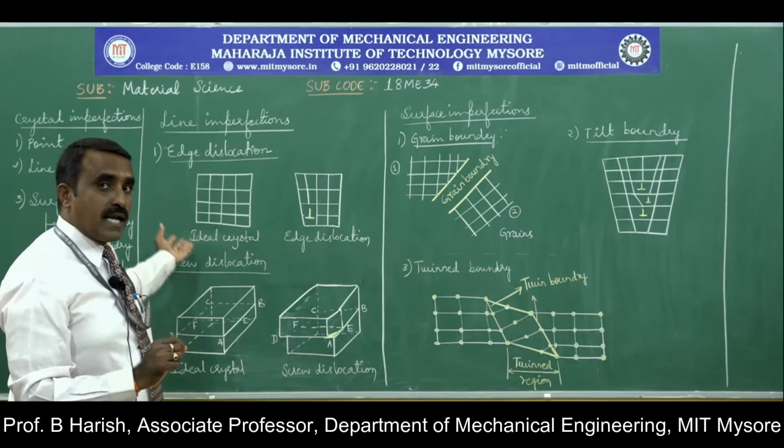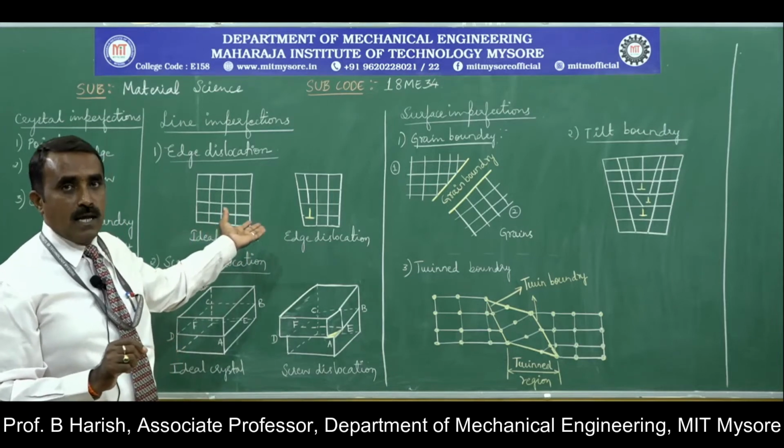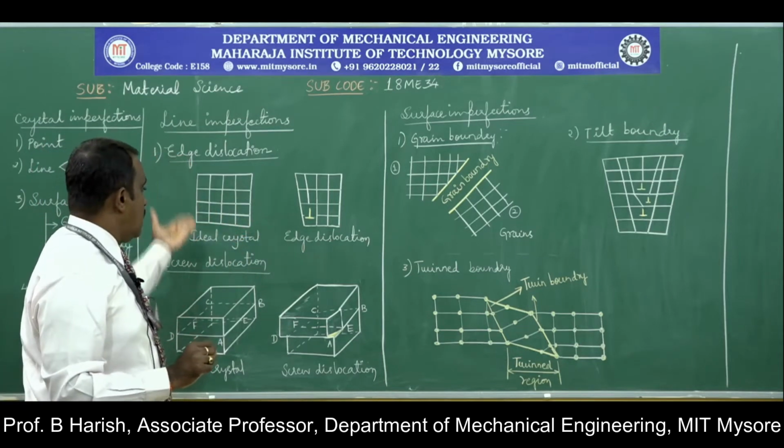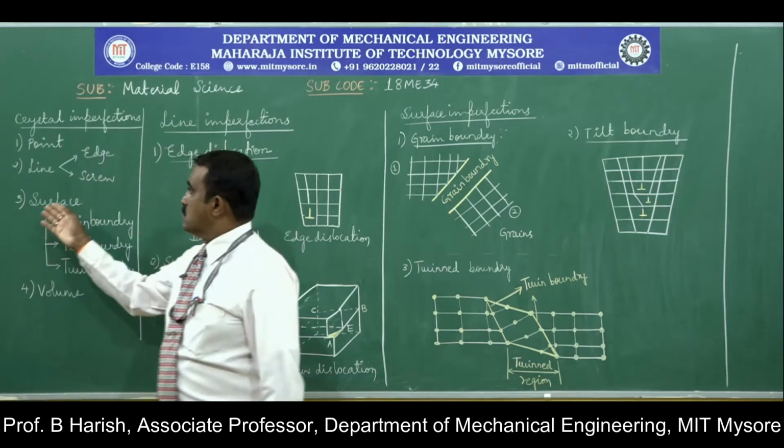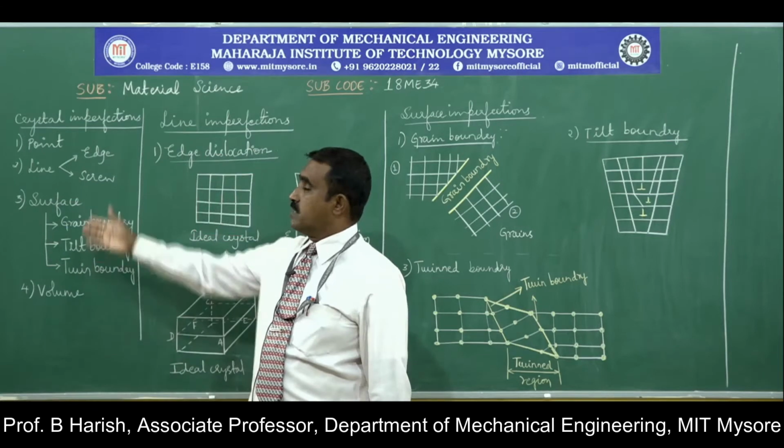So that's why it's called one-dimensional. So one-dimensional imperfection has two types, edge and screw dislocation. Then come to the next type: surface imperfection.